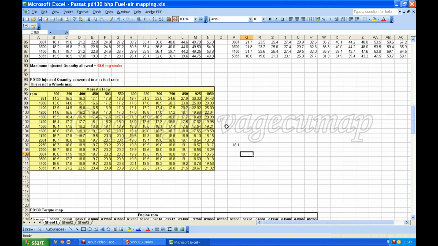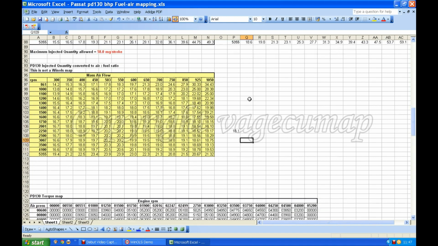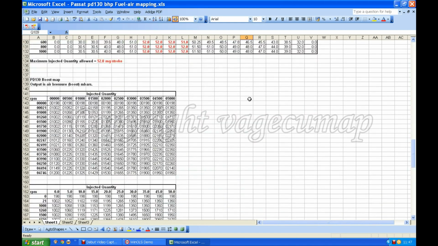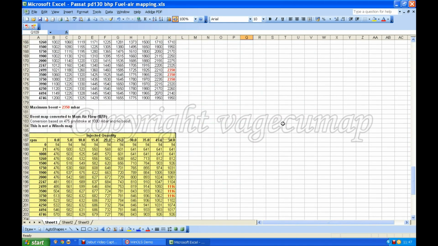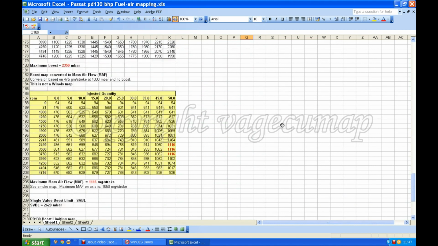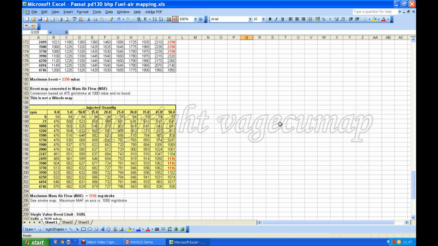Lots of people use a number of 16 on lots of remapping, so they would use a number of 16. I'm going to use that 18.1 because it's there. Okay, so I've got my fuel-air ratio of 18.1. Now, having got my fuel-air ratio of 18.1, I'm just for the moment going to put that there.